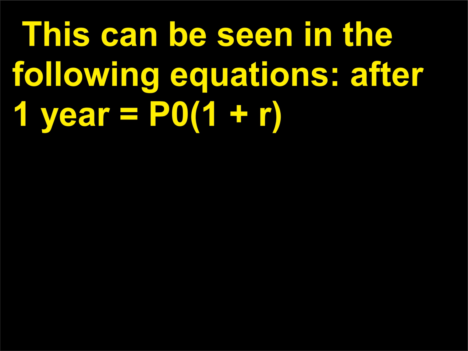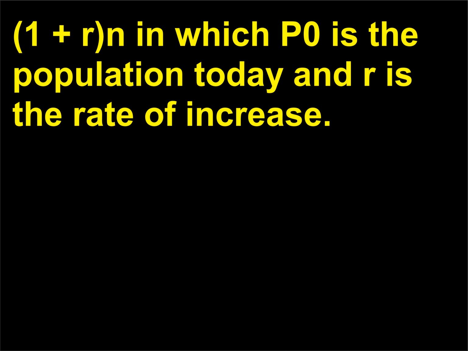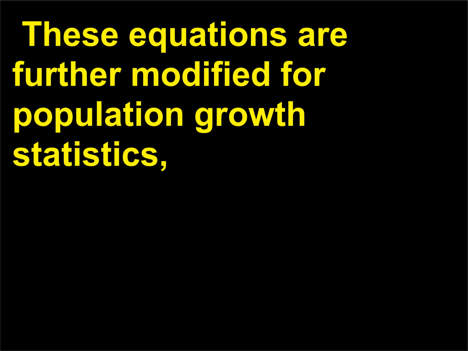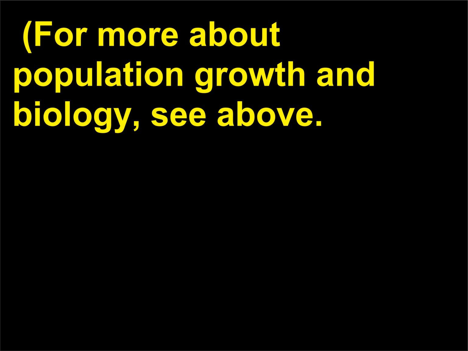This can be seen in the following equations: after 1 year = P0(1 + R). After 2 years = P0(1 + R)^2. After 3 years = P0(1 + R)^3. After n years = P0(1 + R)^n, in which P0 is the population today and R is the rate of increase. These equations are further modified for population growth statistics. But such intricate calculations are not within the scope of this book. For more about population growth and biology, see above.